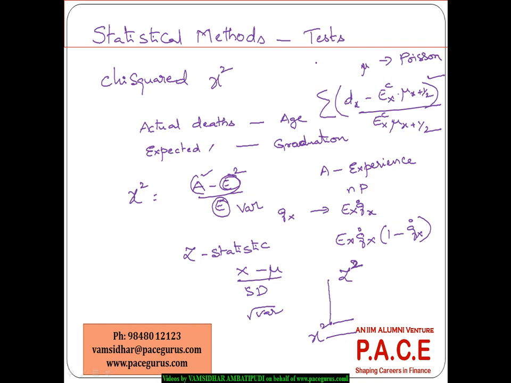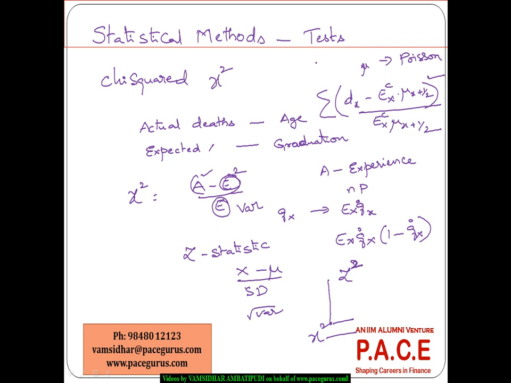Right? So any graduation I have to test, I am looking at the actual number of deaths at each age group or age, and then comparing them with the expected number of deaths. So that is the chi-square comparison that we are doing.